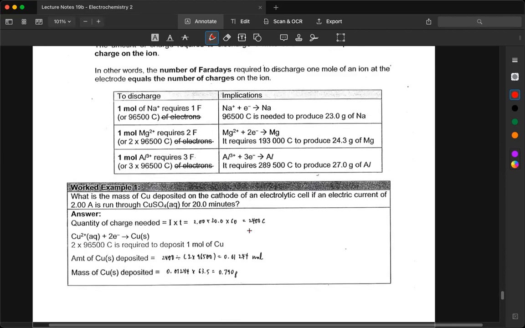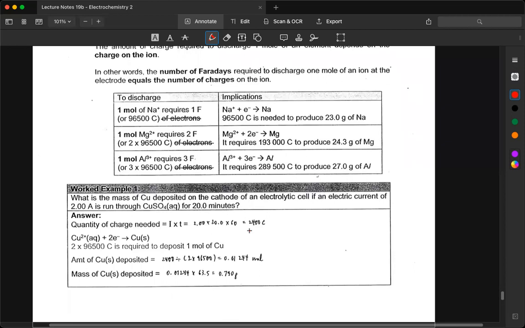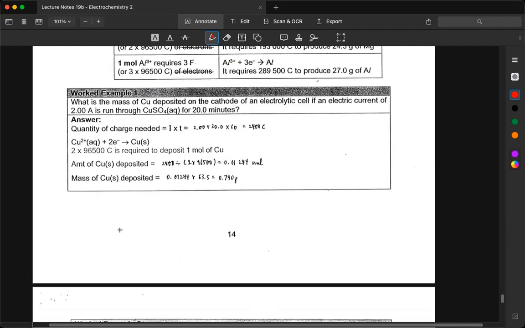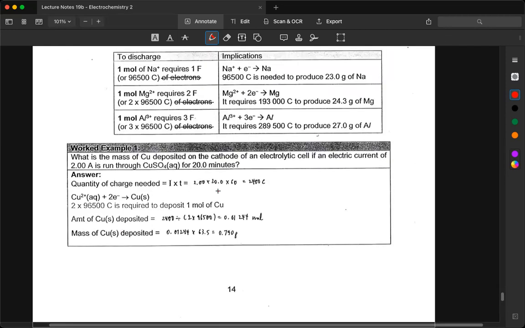Okay, let's look at the question. What is the mass of copper deposited on the cathode if the current of 2 ampere is run through for 20 minutes? So you can calculate by taking the quantity of the charge, and then after that you divide by Faraday's constant. And then you take the charge, divide by this to get the mole of the copper. And that's it.